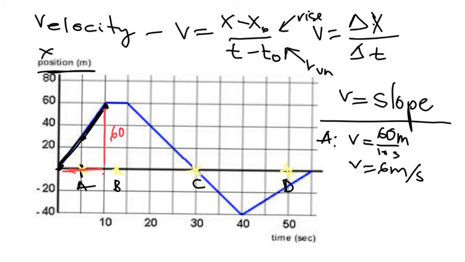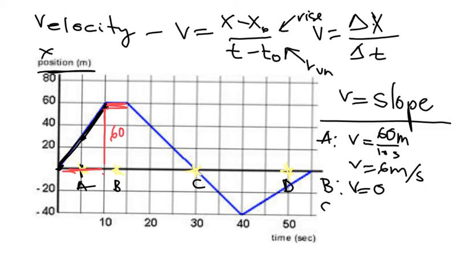Okay, for B, I'm on this piece of line right here, and if you look at it, you realize there's no rise. So we have 0 divided by 5 seconds, and the velocity there is just 0.